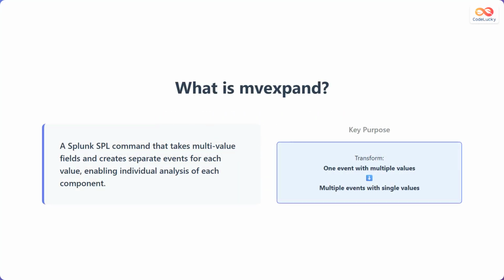The mvexpand command is a Splunk SPL command that takes multi-value fields and creates separate events for each value, enabling individual analysis of each component. The key purpose of this command is to transform one event that contains multiple values into multiple events, each containing a single value. This transformation is crucial when you need to perform statistical analysis or detailed examination of each value independently.